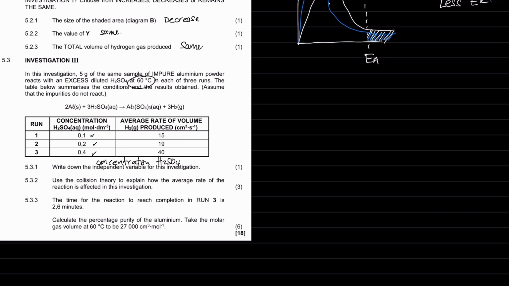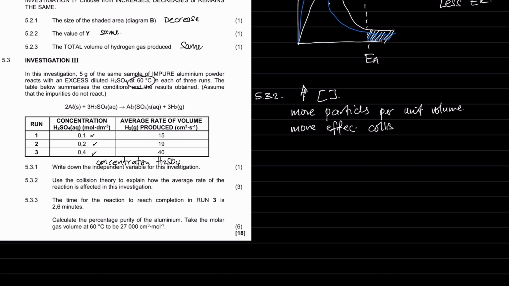5.3.2, use collision theory to explain how the average rate of the reaction is affected in this investigation. So if we increase the concentration, as they are doing now, we have more particles per unit volume. If you have more particles in a container, then there's going to be more effective collisions per unit time, and therefore you're going to have an increased rate.